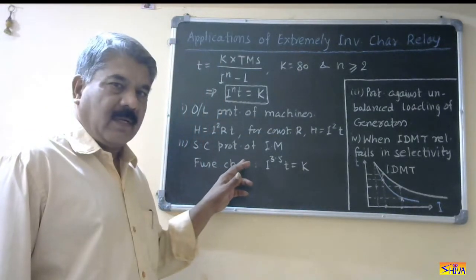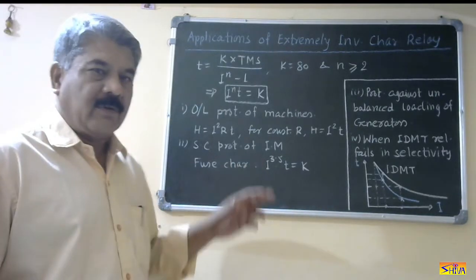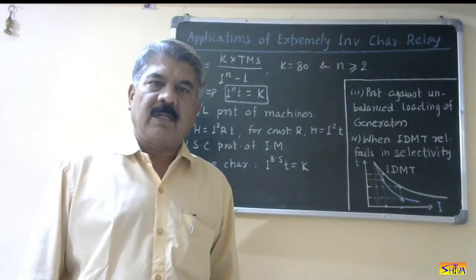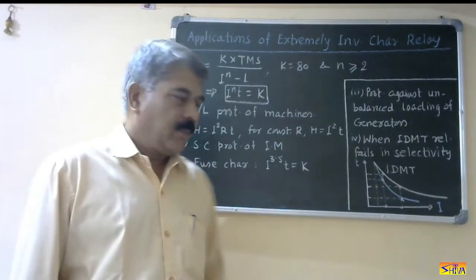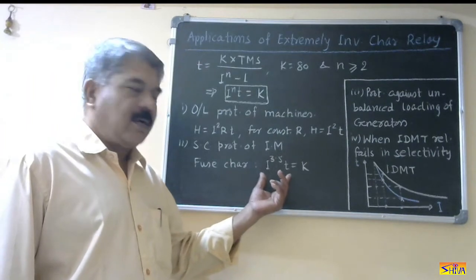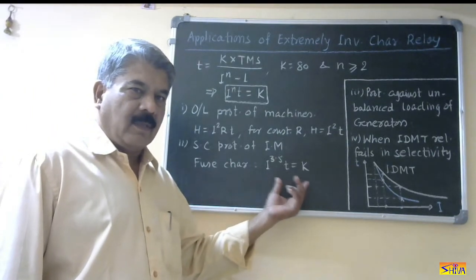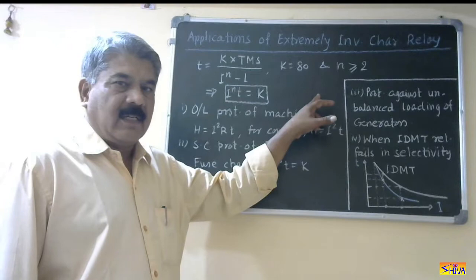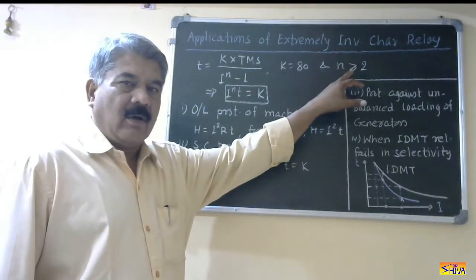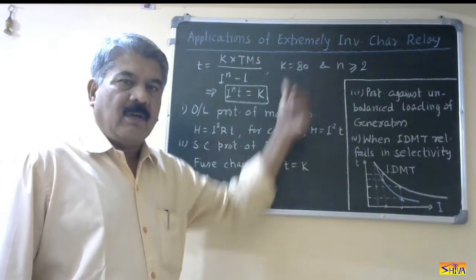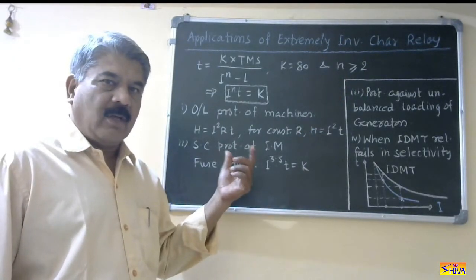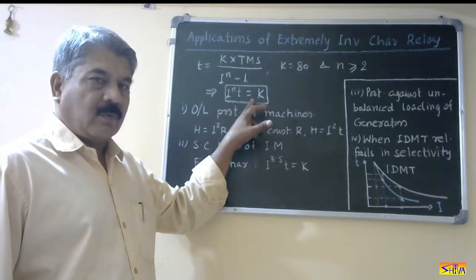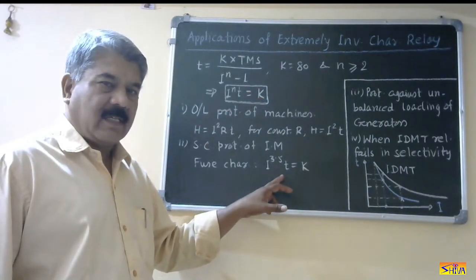The second application is, it can also be used as short circuit protective device for induction motor. Why? In general, for short circuit protection for small induction motors, we use fuse. Now fuse characteristic is I to the power 3.5 into T is equal to constant. For extremely inverse relay characteristic, we can have n greater than or equal to 2. So we can increase the value of n to 3.5. Then this characteristic will become I to the power 3.5 into T is equal to constant. So this characteristic matches with the characteristic of the fuse.